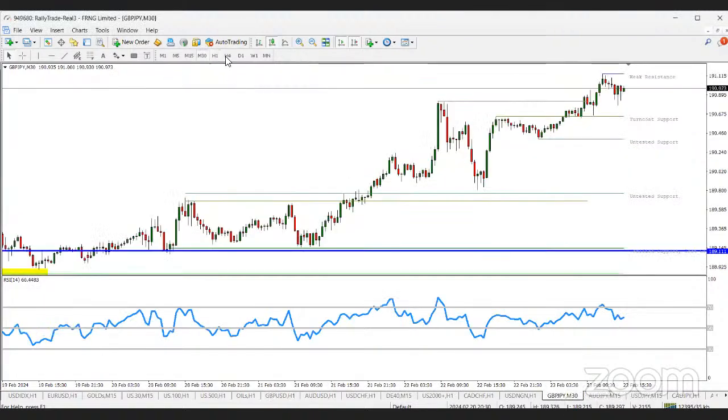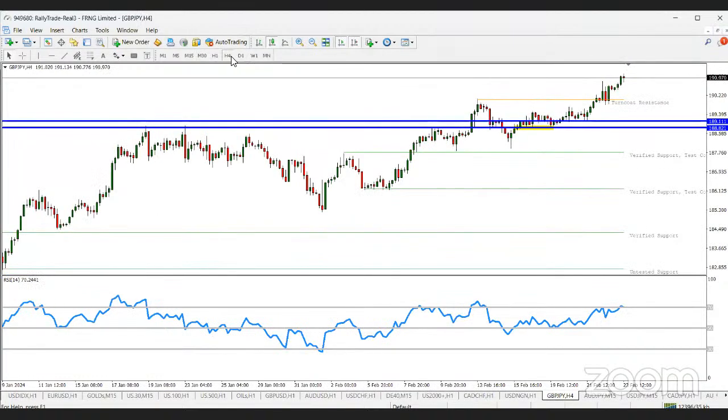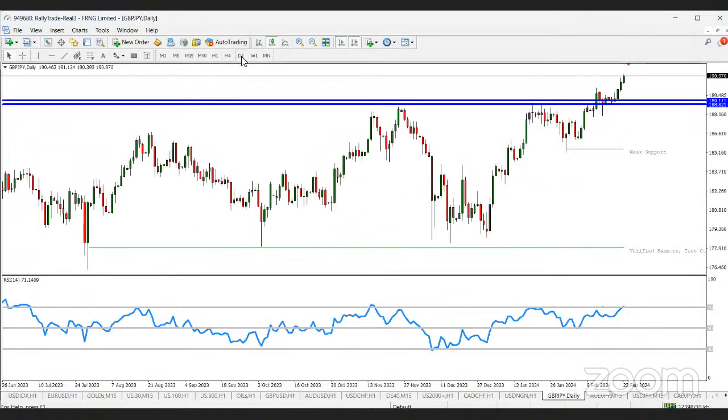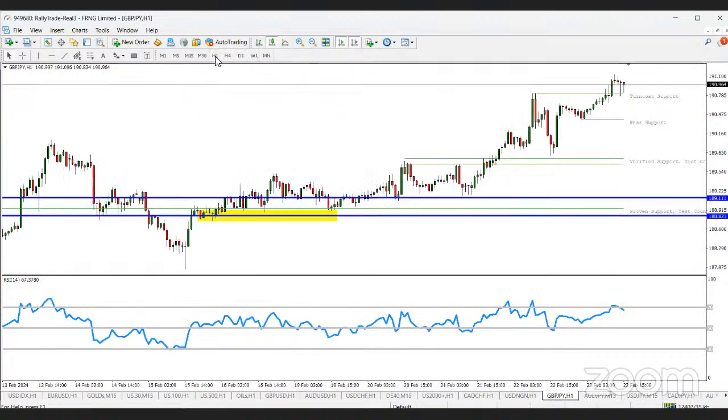Let's also see if we have any other pattern we can take advantage of.